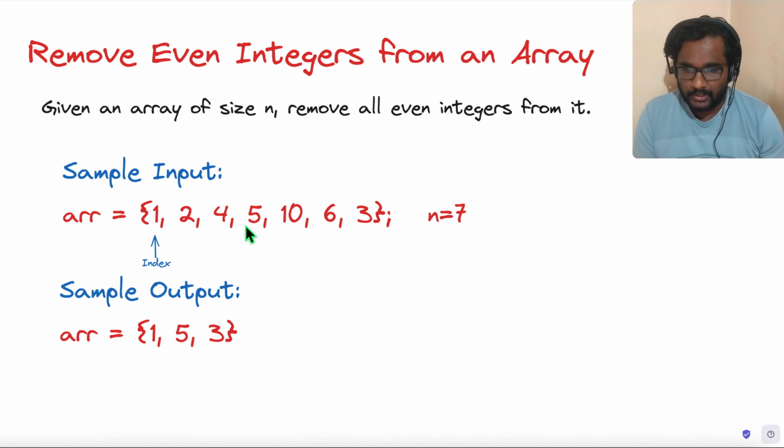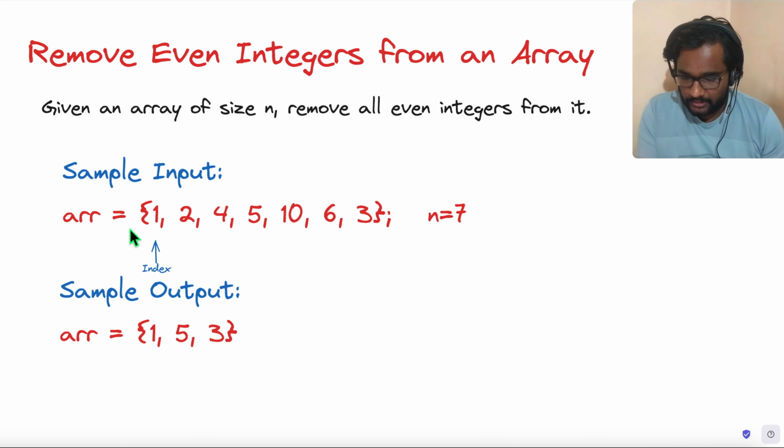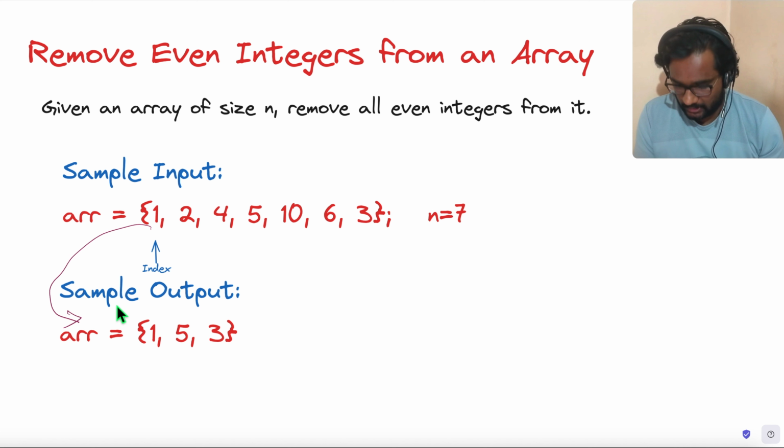So how do we do that? Let's understand the logic. First, we need to iterate over the given input array. The first will be index 0. We'll validate whether this value is even or odd. This is an odd number, so that's the reason we'll add this to the output array.